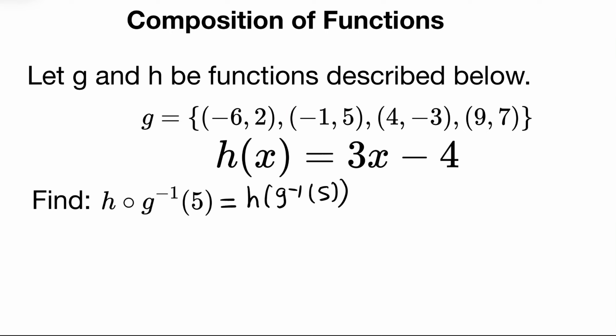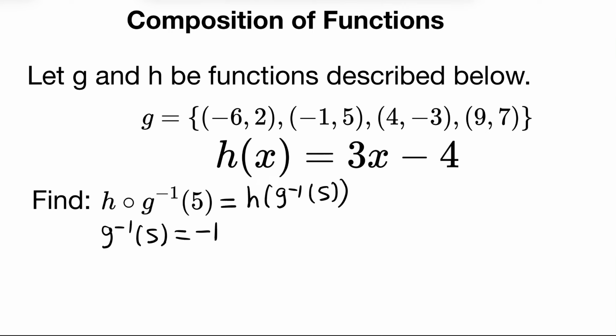And so what does this mean? Well, it means that g inverse of 5 equals -1. So let me go ahead and write that. g inverse of 5 is equal to -1. So what do I do with the -1 now?